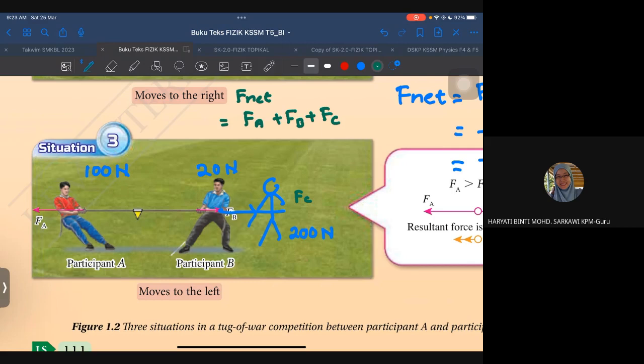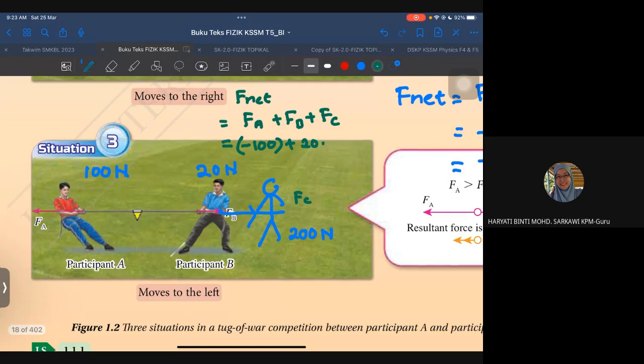FA is to the left, so negative 100. FB is to the right, so positive 20. I don't put brackets. And then FC is also to the right, so we put positive 200. So you use your normal mathematics. The answer will be positive 120 newton. When the value is positive like this, it means the direction is the same as 20 and 200, which means to the right. So the resultant force has magnitude 120 newton, direction to the right.